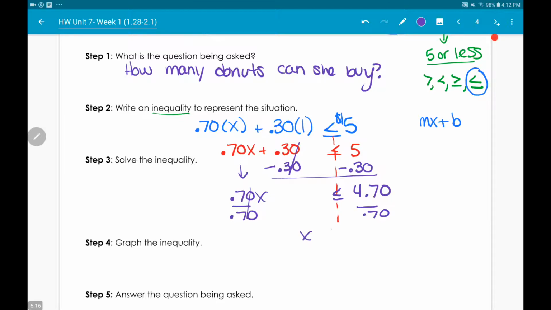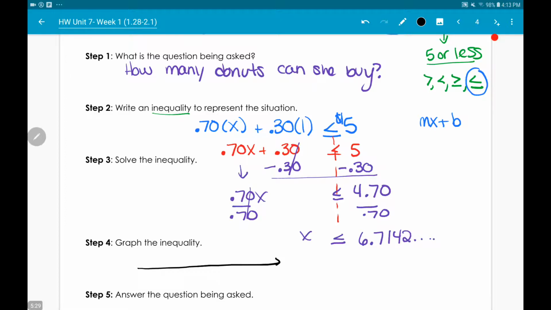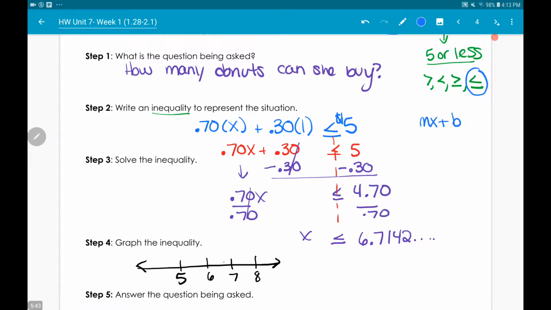So I get x is less than or equal to 6.7142. Oh my goodness. All right, so let's think about what does that mean on a number line. So I have the number 5, I have the number 6, I have the number 7, I have the number 8. All right, so it's less than or equal to 6.7. So where is that going to fall on my number line? So 6.7 would be somewhere around here. Is it an open circle or a closed circle? It's going to be closed. And it's less, so I'm going to go this way.